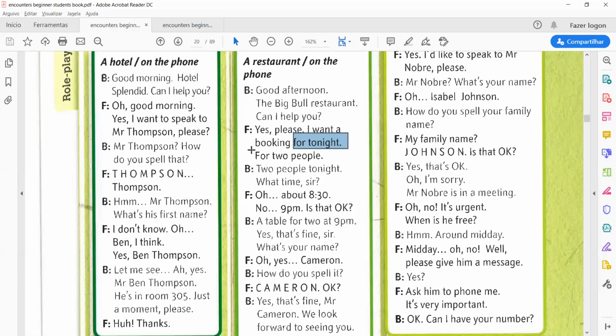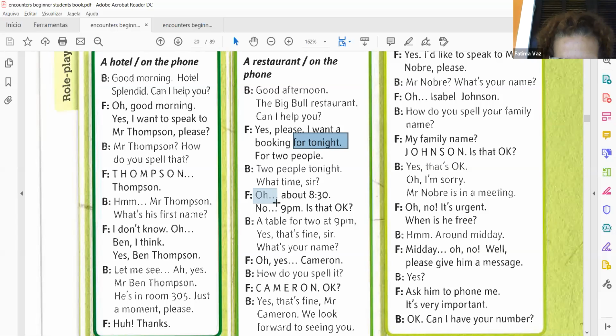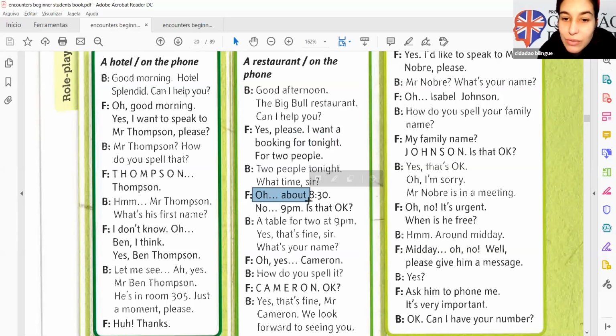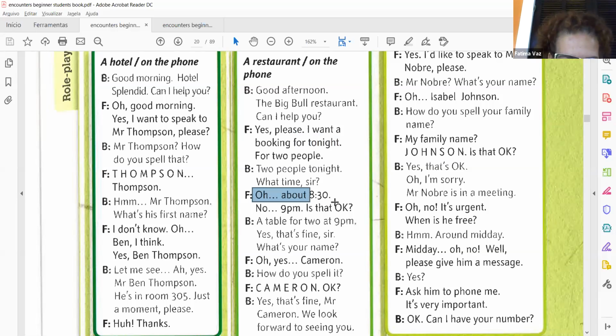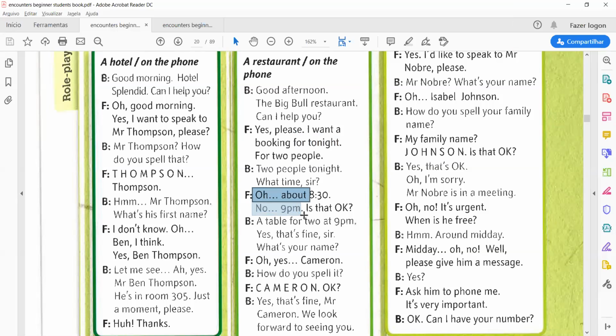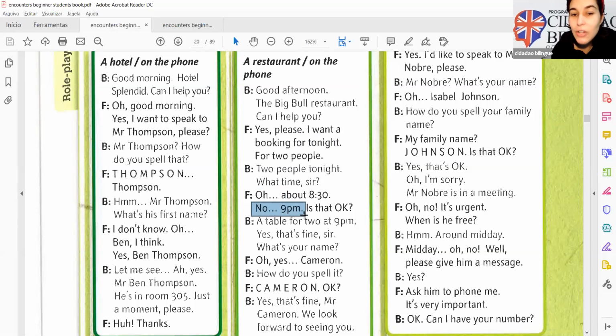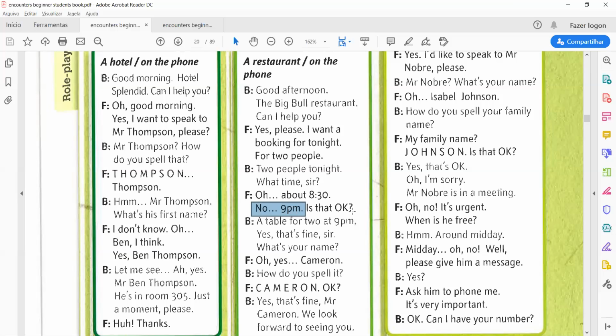Bruno? Two people tonight? What time, sir? About half past eight? Half past eight. Yes, very good. No, 9 p.m. Is that okay? A table for two at 9 p.m.